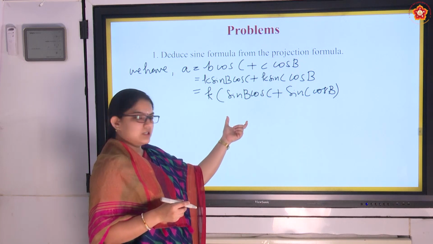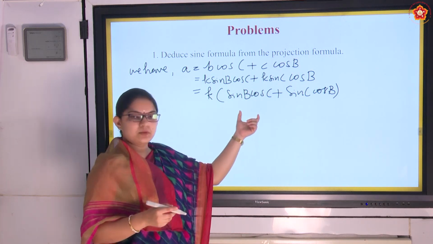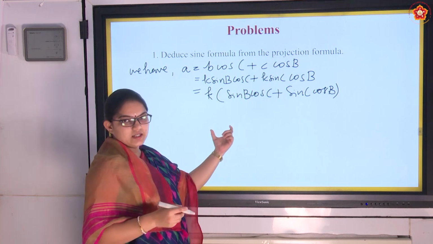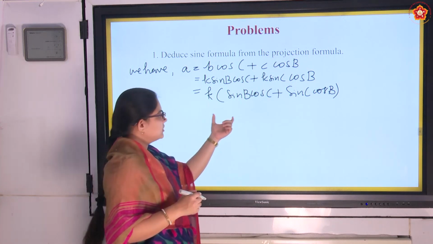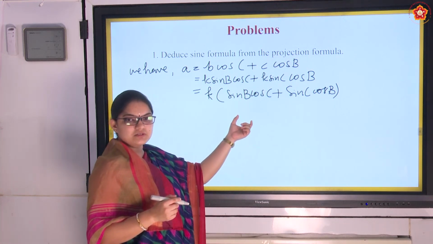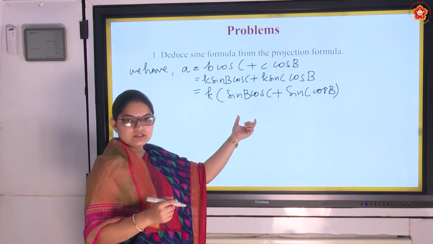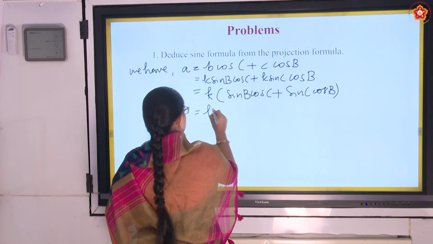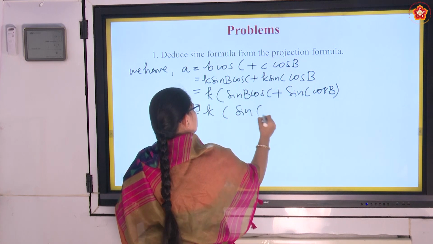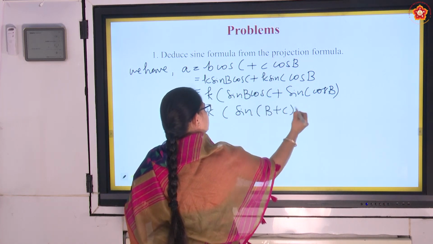That is nothing but of the form sin A cos B plus cos A sin B. That is the sin (A plus B) formula. So here in place of A you have B, in place of B you have C. So we can see here that this is K into sin (B plus C).